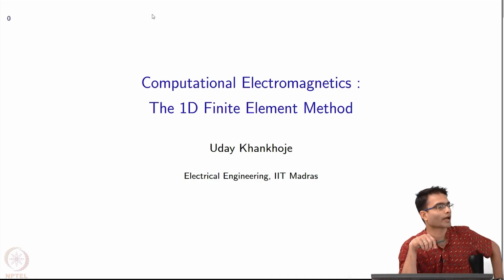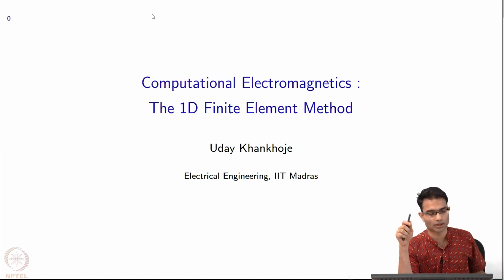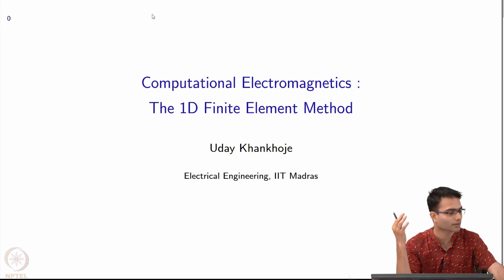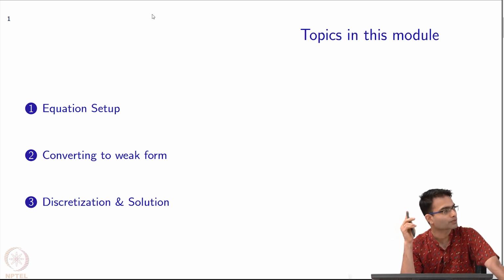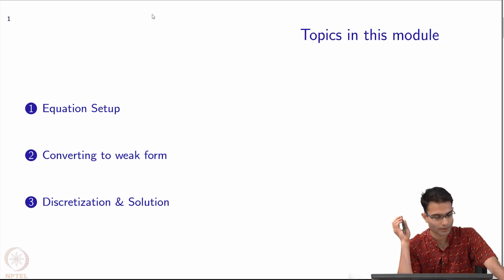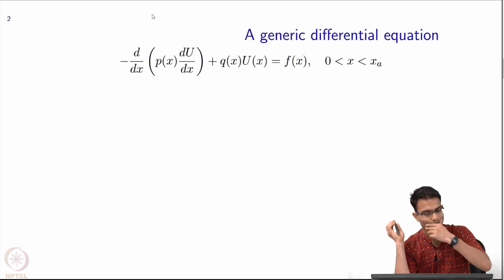Okay, so now having discussed the kinds of basis functions, we will try to understand this method in more detail, and the simplest example is a 1D example. We'll work through how we set up the equations, convert it into something called a weak form, which is very characteristic of FEM. I'll tell you what that is, and then how we solve it. Okay, so the equation setup.